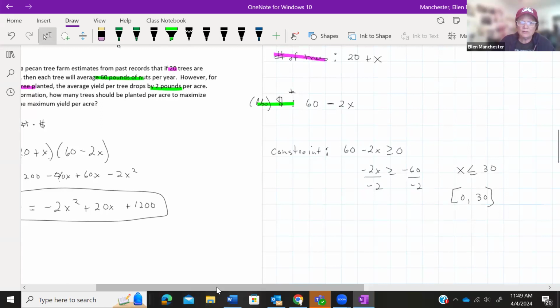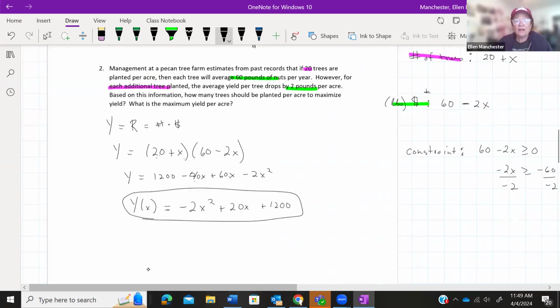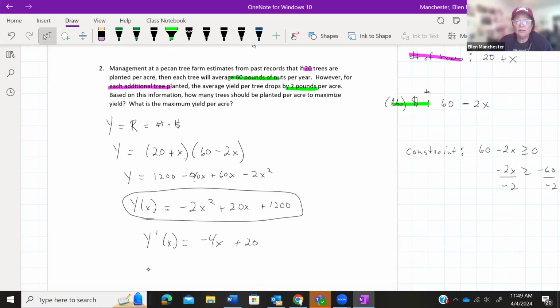All right. Okay, so now we're going to find the derivative. We got negative 4x plus 20, set our derivative to 0, and solve. So we get x equals 5. This is our critical point.